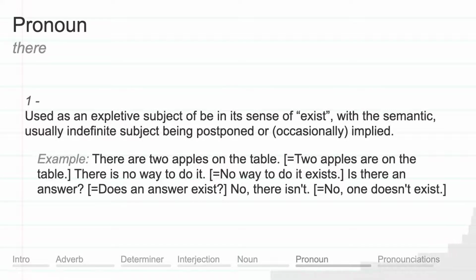Pronoun. Used as an expletive subject of "be" in its sense of "exist," with the semantic, usually indefinite subject being postponed or, occasionally, implied. Example: There are two apples on the table. Equals: two apples are on the table. There is no way to do it. Equals: no way to do it exists. Is there an answer? Equals: does an answer exist? No, there isn't. Equals: no, one doesn't exist.